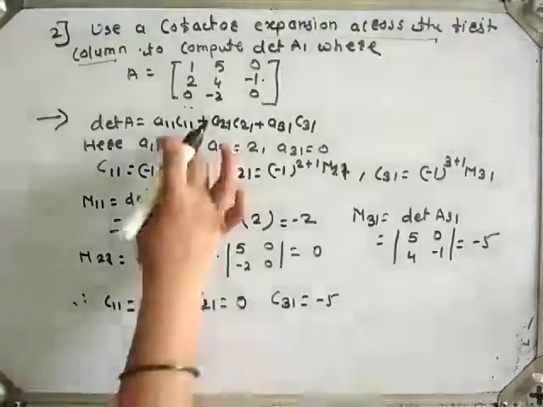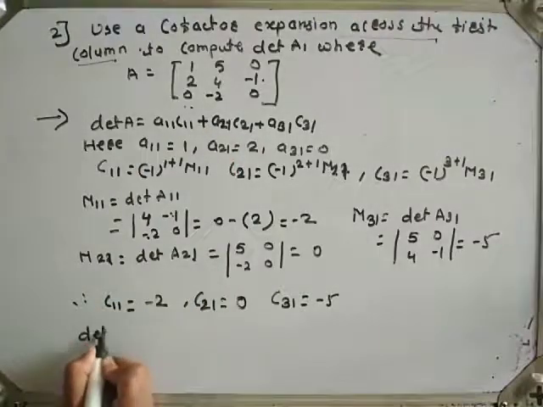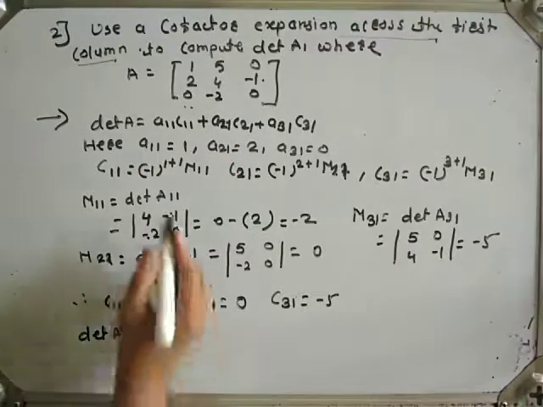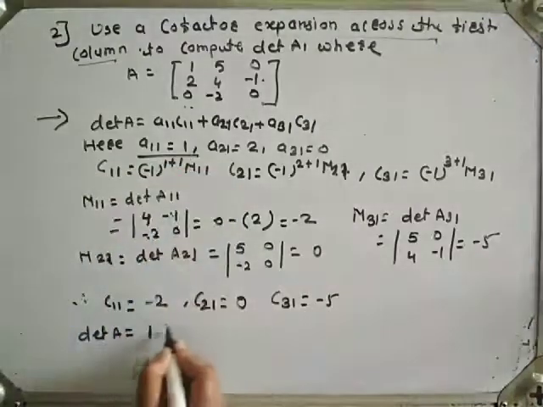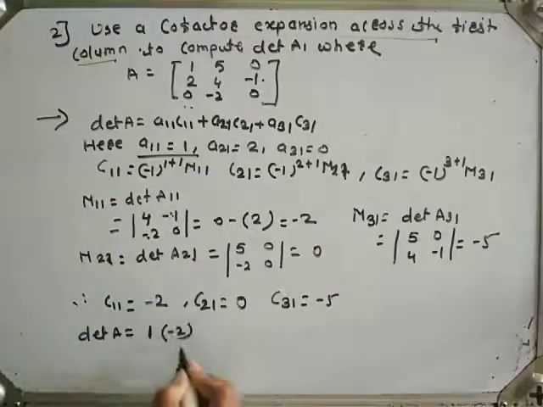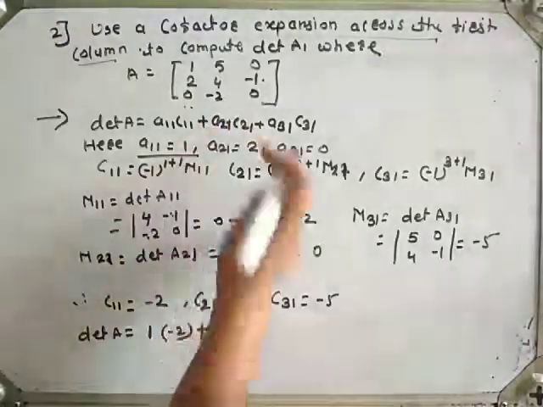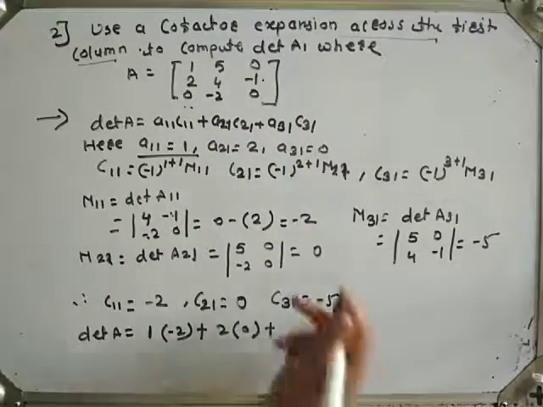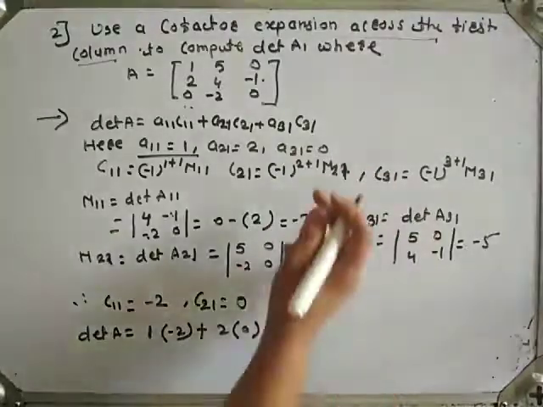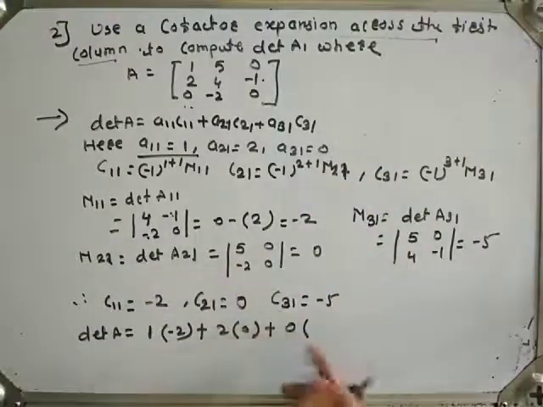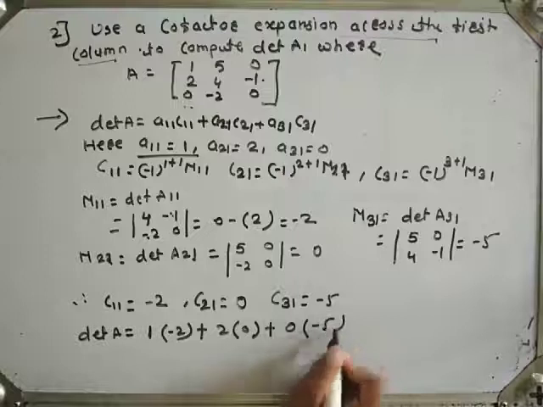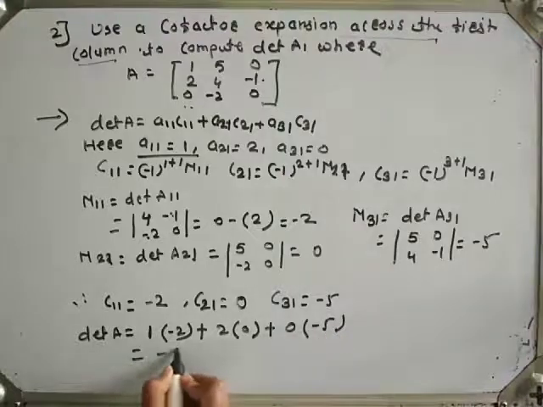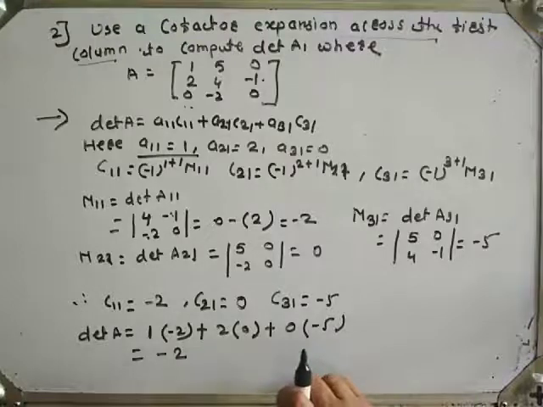Put all these values in this formula. So the determinant of A is equal to A11, which is 1, into C11, which is -2, plus A21, which is 2, into C21, which is 0, plus A31, which is 0, into C31, which is -5. This is equal to -2. Therefore the determinant of A is equal to -2.